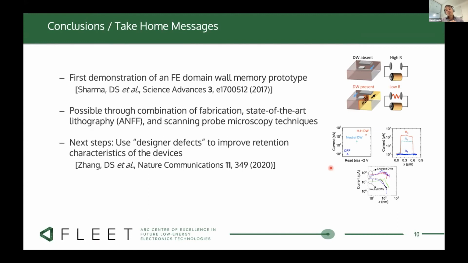The next thing we want to do is move forward with improving the retention of these devices using something we've pioneered in our lab called designer defects, which is essentially, in the fabrication stage, putting some defects in and then actually making sure that these domain walls don't move. And then essentially making the retention up to several years instead of just several hours.